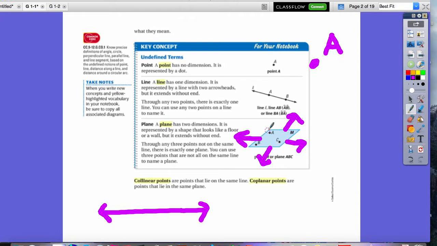So one of the things in geometry is really trying to be able to wrap your head around these ideas of undefined terms. If two points exist, you can always draw exactly one line between them. Points that are on the same line are collinear points. Also, if I have any 3 points in space, they lie on exactly one plane, and these are called coplanar points.